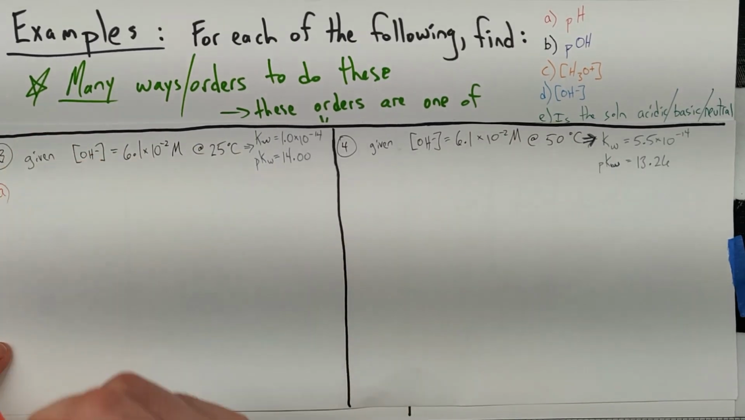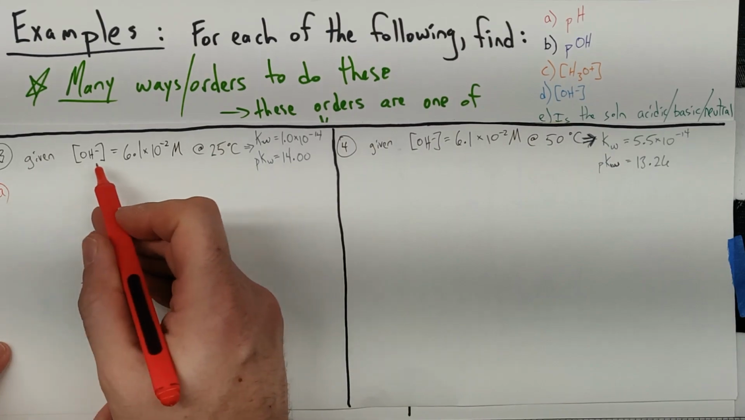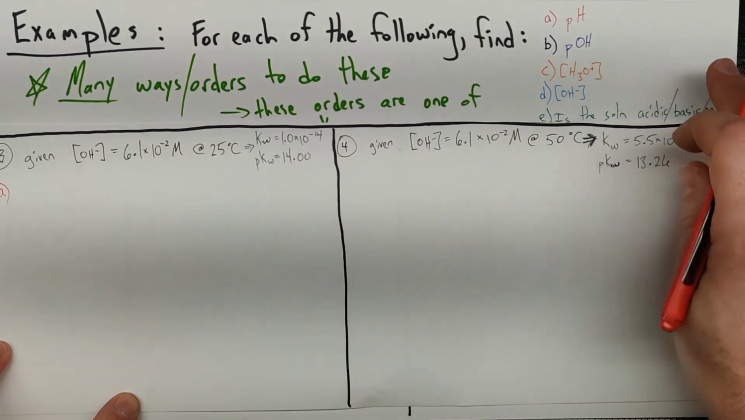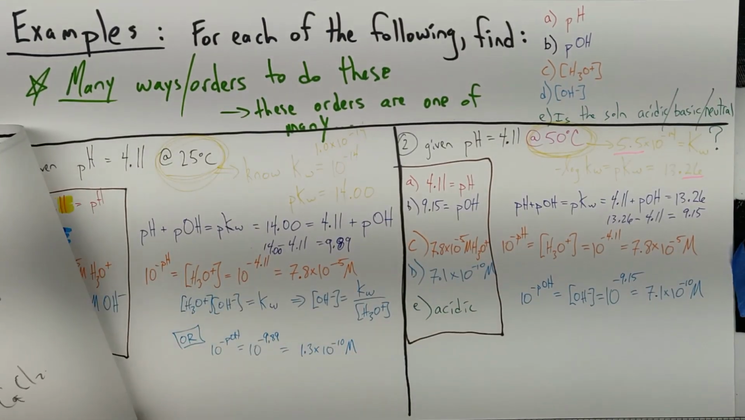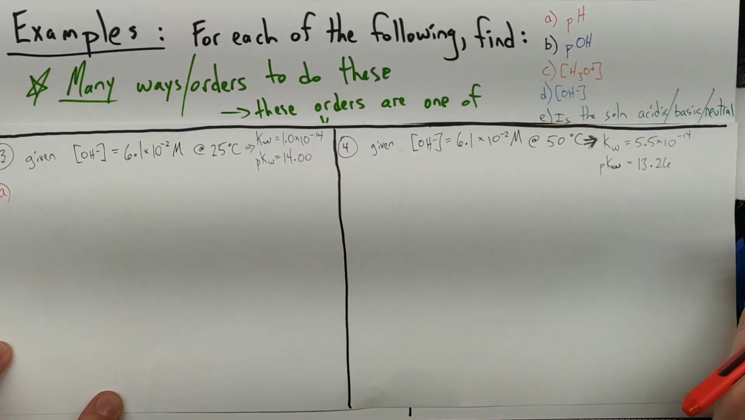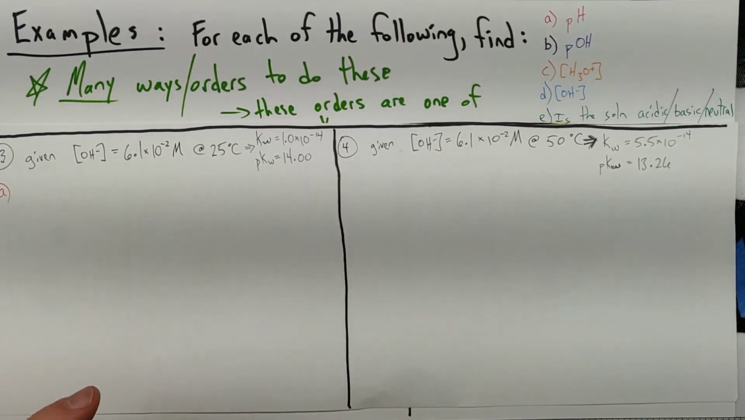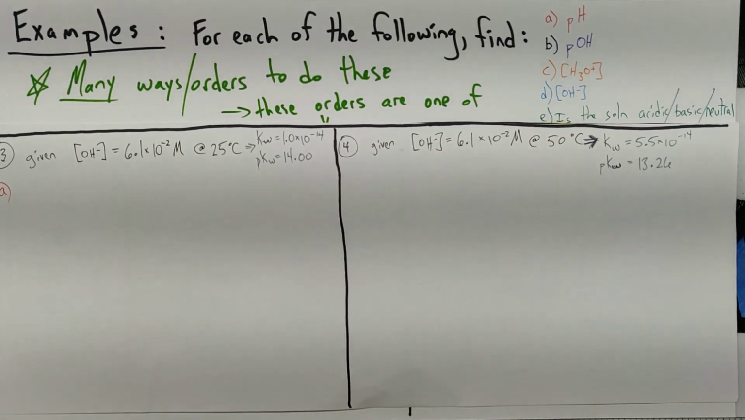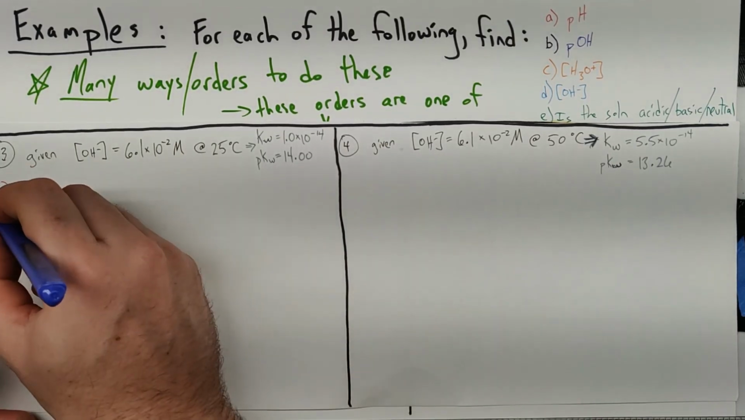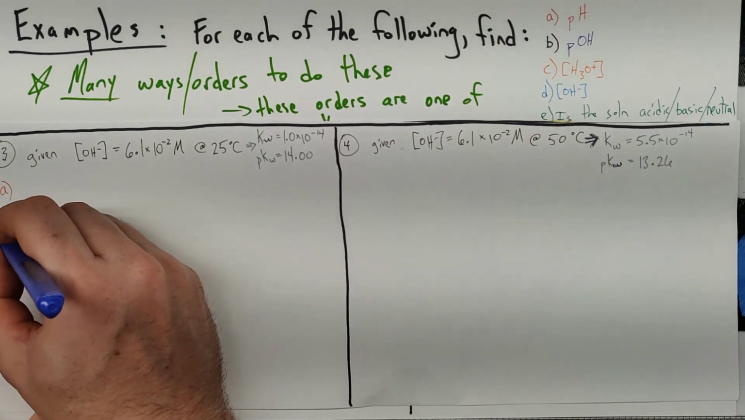The first part we're asked for is a pH. I don't know what it is. In the previous problem, I knew what it was. It was given as 4.11. So here's a little trick that a lot of people don't realize. Save that for later. You don't have to do things in the order they're given. And I think for many people that's not intuitive. So I'm going to skip right on to part B.